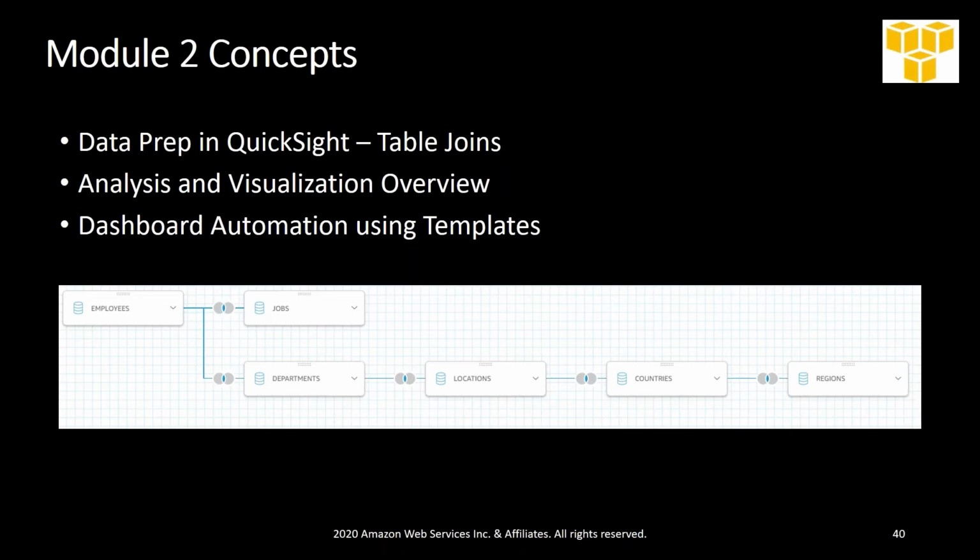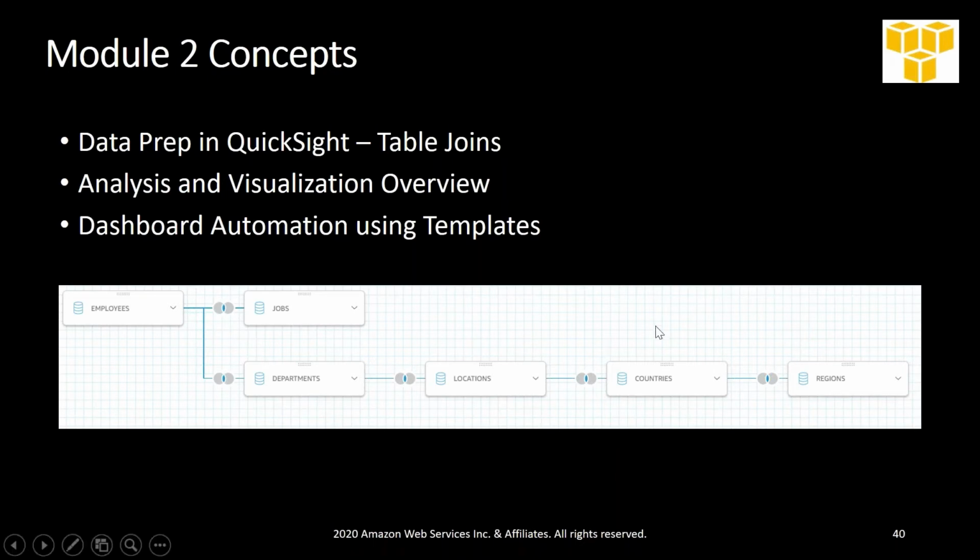So the first two steps, we'll be using two different personas, right? The first time we are going to be taking the persona of a data curator who can prep the data in QuickSight, do all the table joins, and make the data set available. And then we'll log in as business analyst, build all the visualization and the analysis, and then hand it over to the admin. So finally, we take the persona of the admin and do the dashboard automation, which is achieved through what's called templates, right?